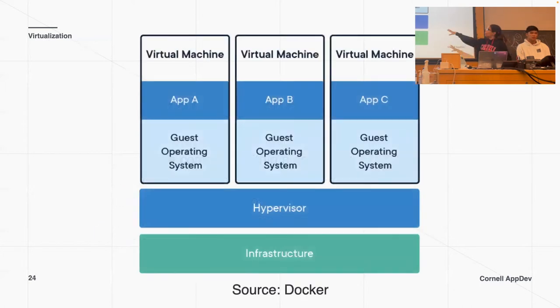So here's an example of using a virtual machine to run apps. You'd basically have three different apps all running on three different virtual machines with the relevant operating system and the relevant setup. But again, since you have three virtual machines running separately, this is very resource inefficient, very time inefficient, very space inefficient. Basically, it takes up a lot of time and space that you don't have as a developer.